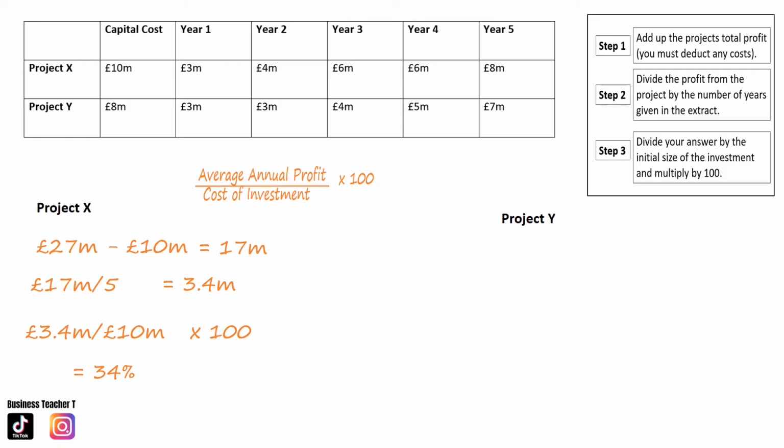So add up the project's total profit and deduct any costs. Total profit is 22 million for project Y and the costs are 8 million. And that gives us 14 million. And then we need to divide the 14 million by the amount of years. And that's 5 years.